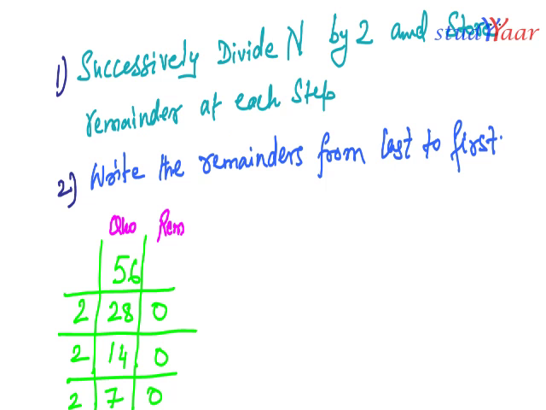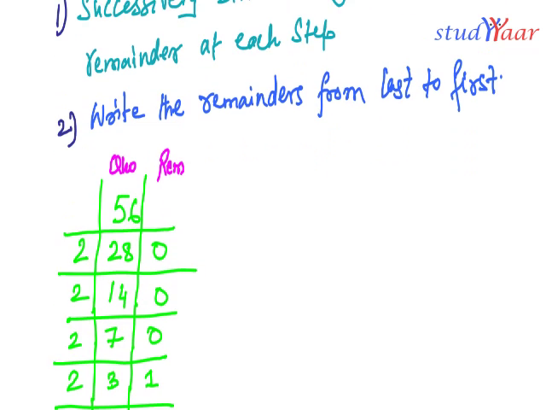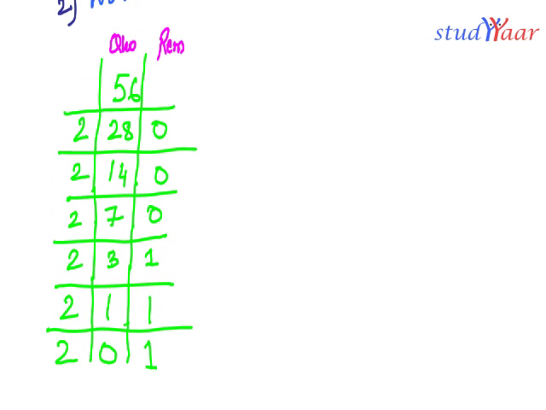So my second step is to write the remainders from last to first. So I am now going to write it from last to first: 1 1 1 0 0 0. So my 56 in decimal is equal to 111000 in binary.